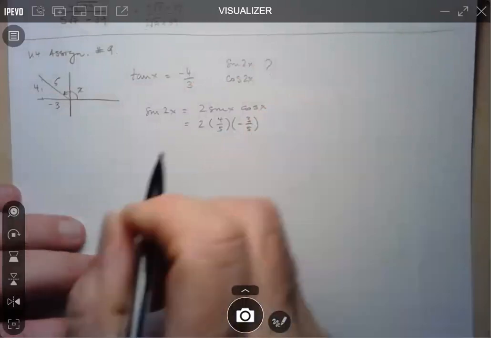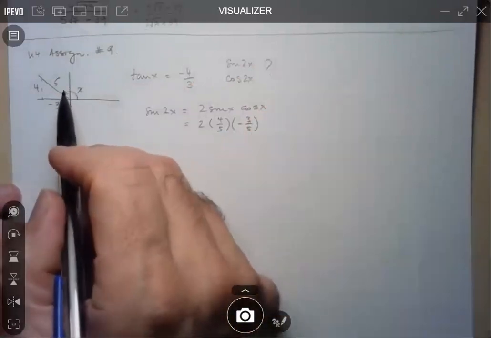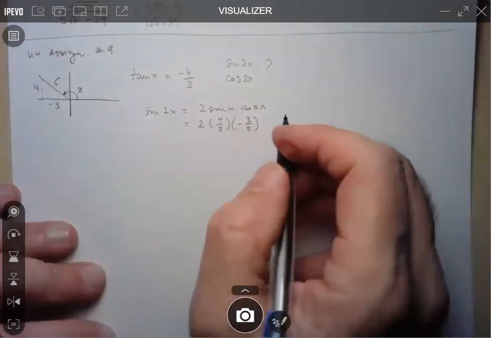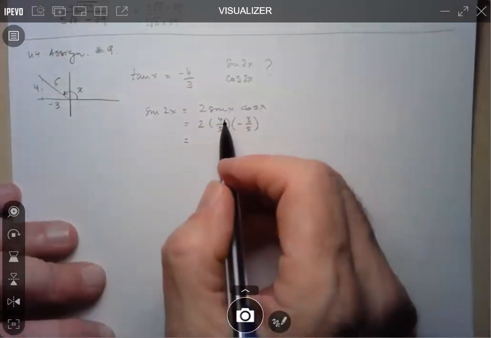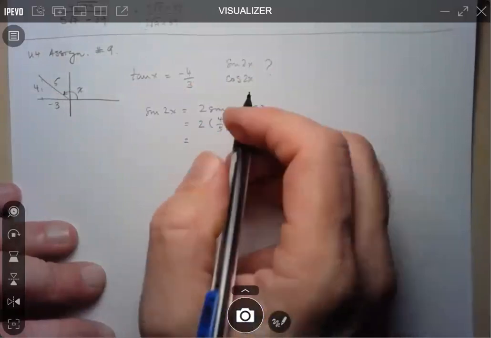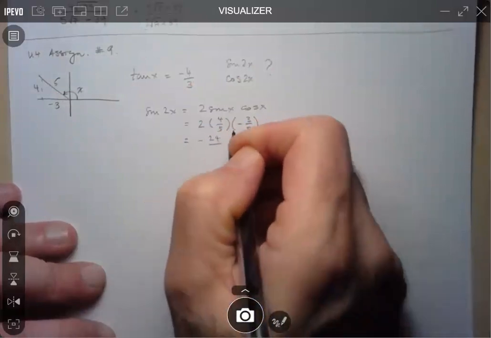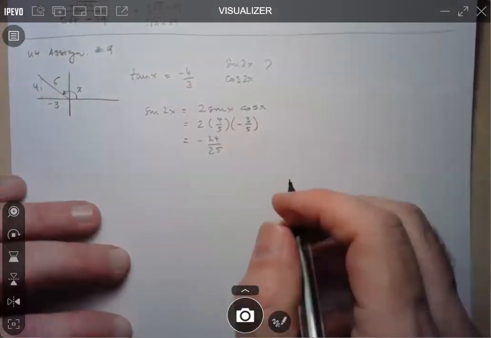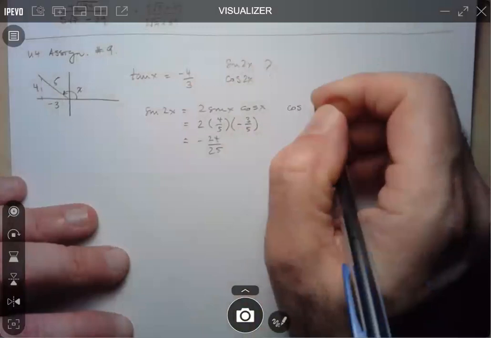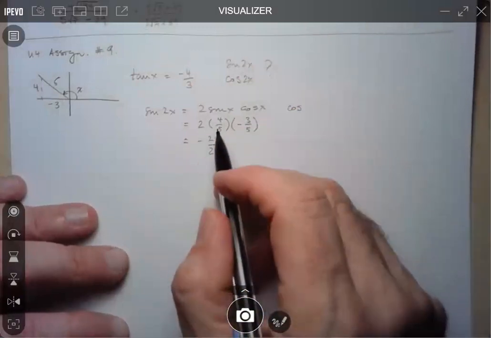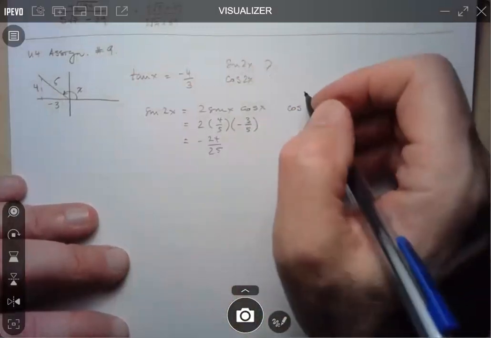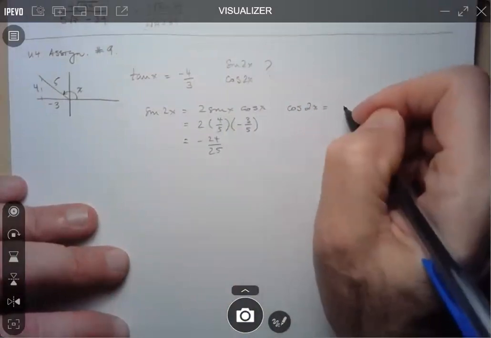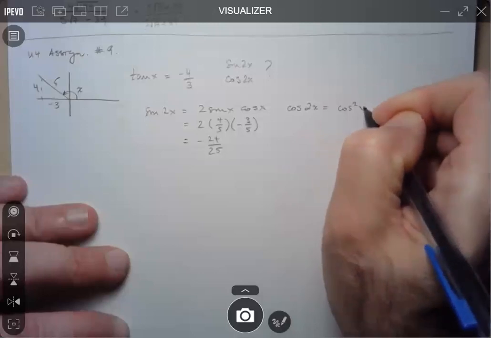And so kind of makes sense that if x is in the second quadrant, 2x will be somewhere here. Okay, so here, what do we have? We have 4 times 3 is 12 times 2 is -24/5 times 5, 25. And then cos 2x, well, take your pick. I guess I've already found sine and cos, and since we don't use it very often, why don't I use that version of it just to change it up a bit?